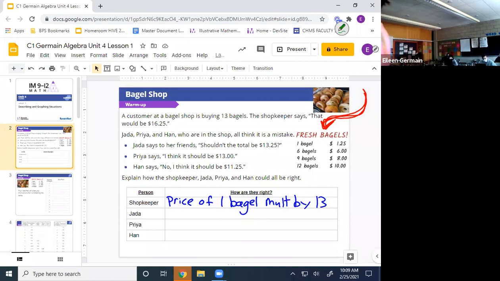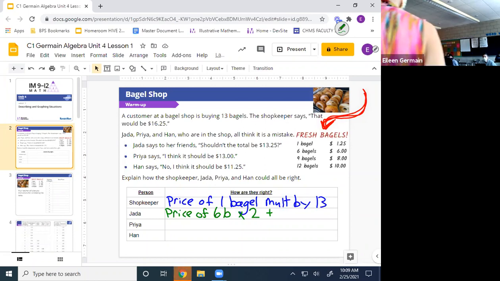Very good. So the price of 6 bagels, I'm going to say 6B, and then we multiplied it by 2, times 2, and then she added what? 1 bagel. The price of 1. Good.